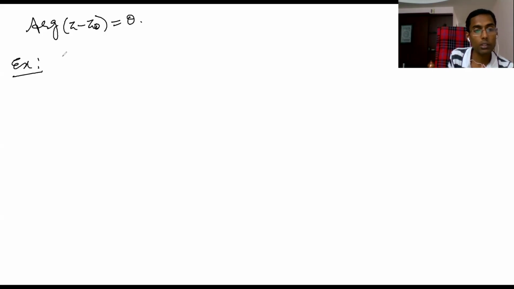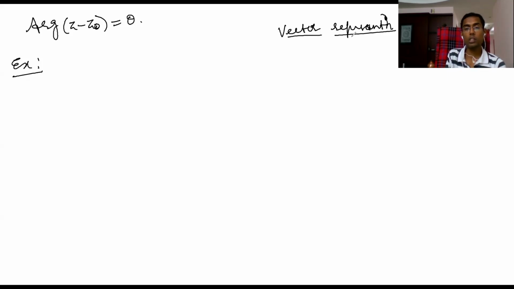a complex number in the Argand plane can be represented with vector representation also. So what are the representations? Polar representation is there, polar form or trigonometric form, Euler's form, rectangular form, a plus ib form. That's what we saw. But vector form, vector representation also there. So what is that? If z1 is a point, z2 is a point.